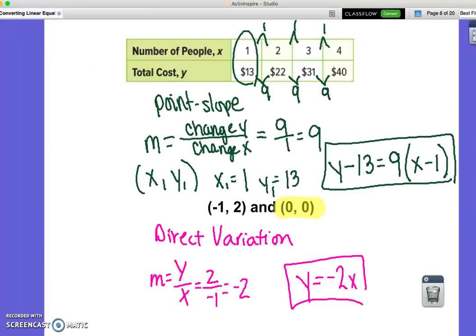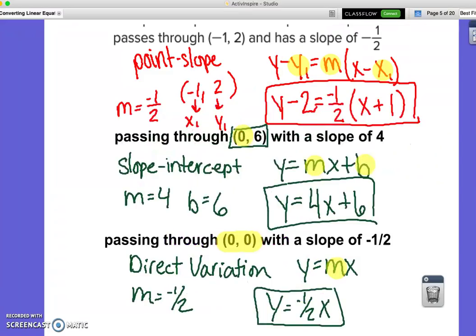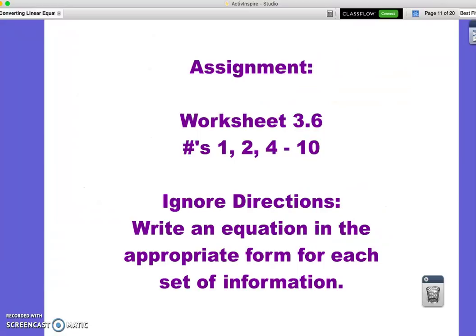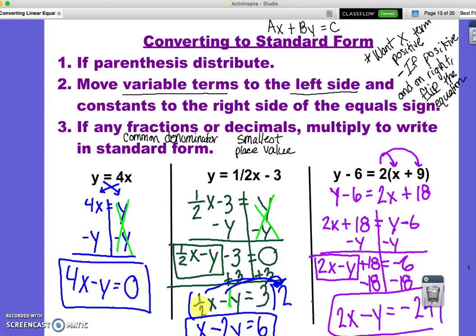If you have different types of information, you can write different types of equations, whether it's point-slope form or slope-intercept form, which we've talked about so far, with the m being the slope and the b being the y-intercept. If you have a point and the slope, you can write an equation in point-slope form. Remember, given a point and the slope, you can't just input it into standard form. You have to convert it. So, converting.